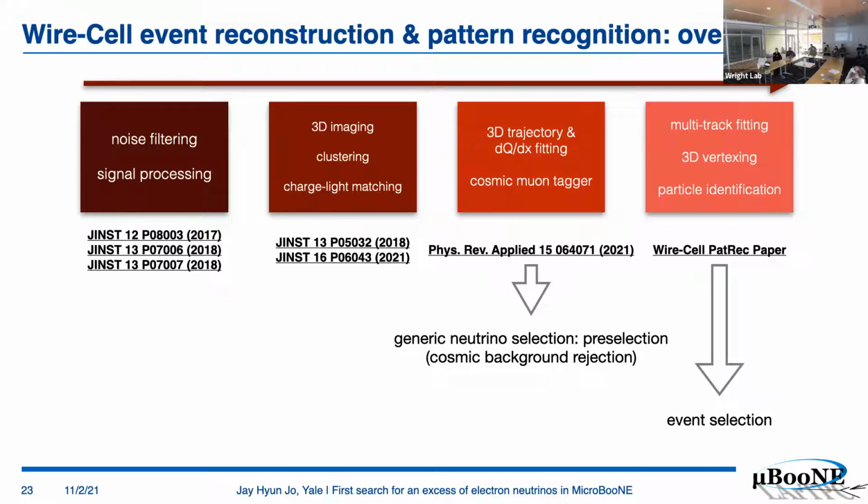But here they are very much intertwined together. So our selection is actually appearing at the middle of this reconstruction and pattern recognition chain. For example, our pre-selection, which tries to remove the cosmic background, is happening at this stage, not at the final stage. And our final event selection is happening after all of this has been implemented. So this is one of the interesting philosophies that Wire-Cell analysis is using.